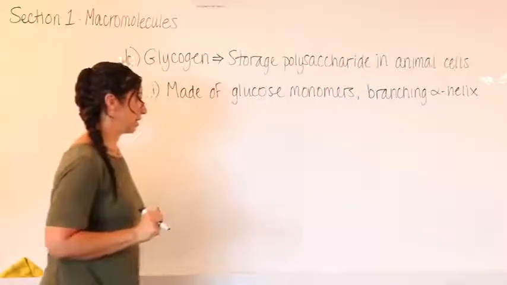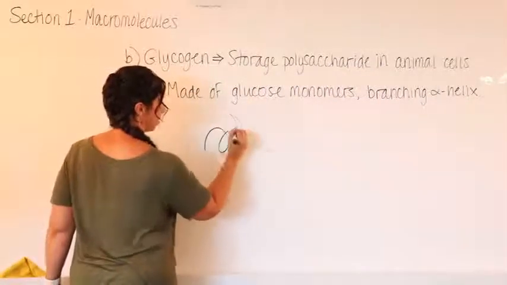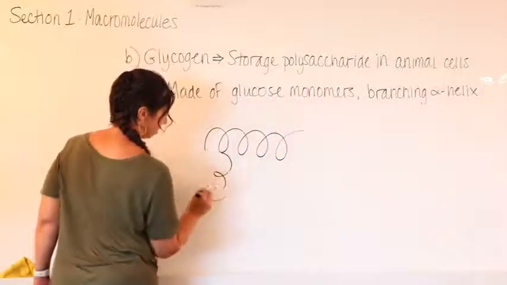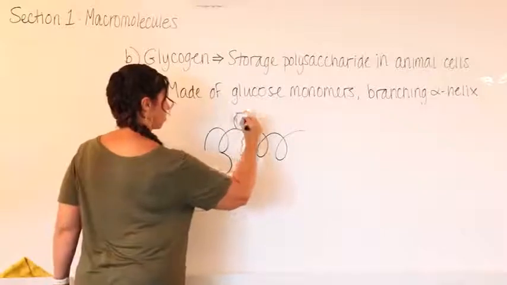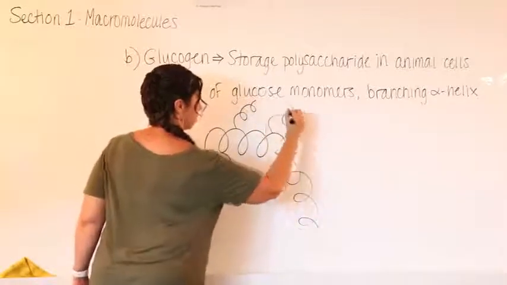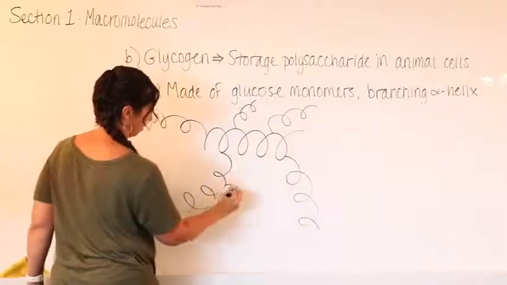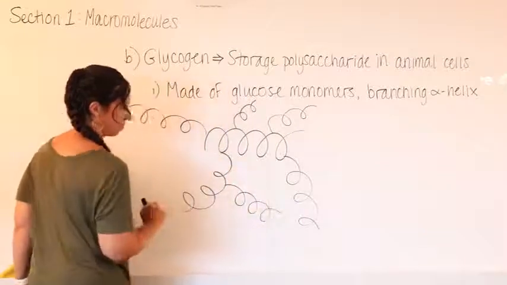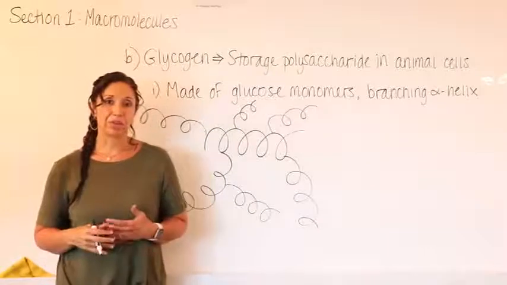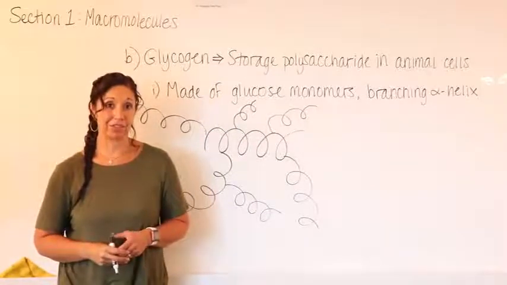And here's what that would look like. You would have all your 1,4-glycosidic linkages, and you would have an alpha helix, just like starch, but it also branches all over the place. I'm not much of an artist, but that's what glycogen would look like. It's just very extensively branched. So imagine how much more glucose you're getting inside glycogen as well.